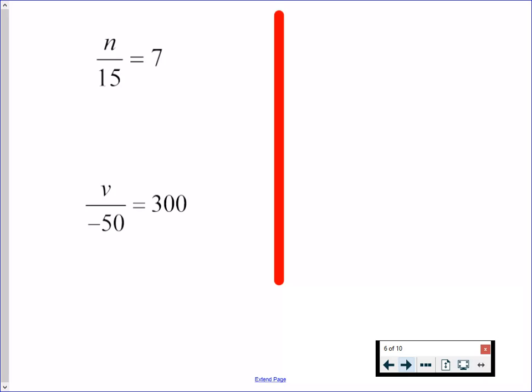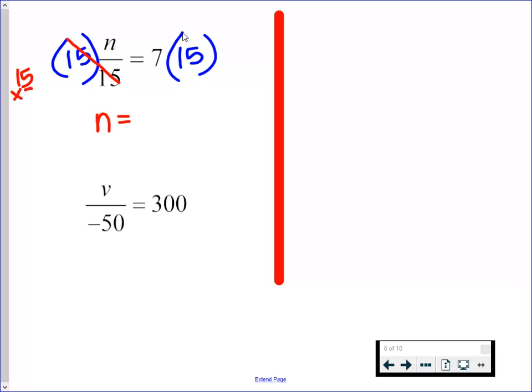N divided by 15. I solve that by multiplying. Hmm, 15 times 7, better use a side problem. Don't forget to check.